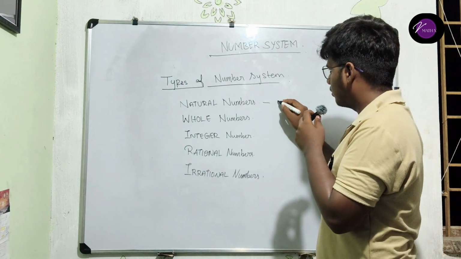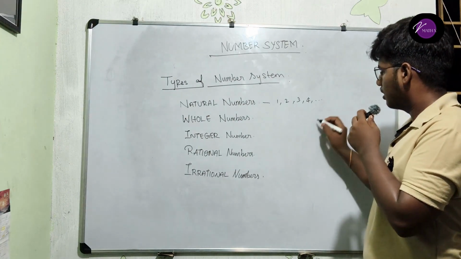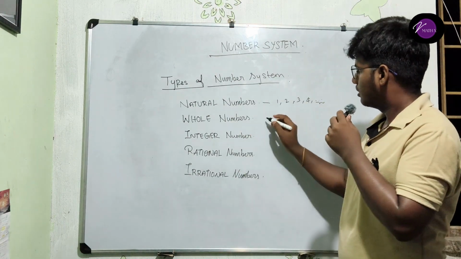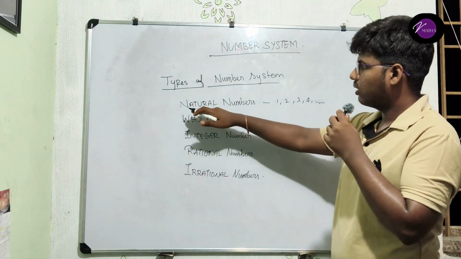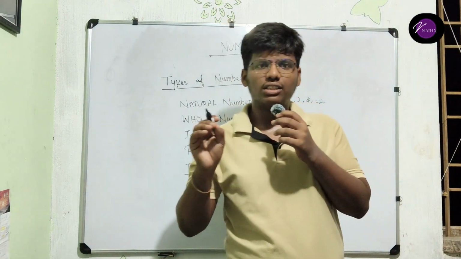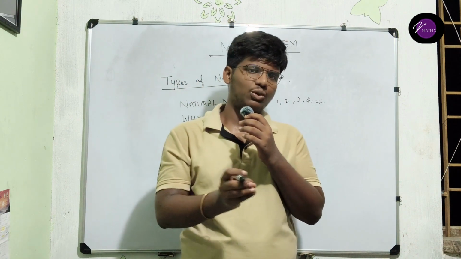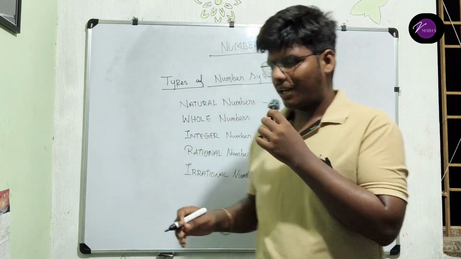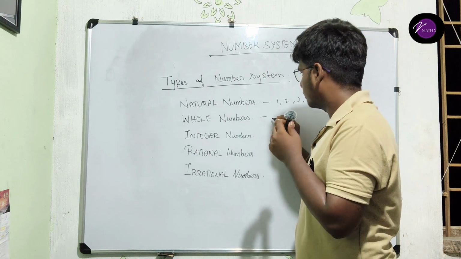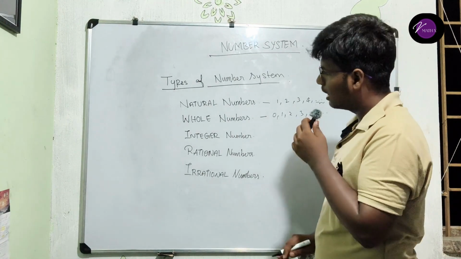Natural numbers start with 1, 2, 3, 4 and so on. This symbol denotes etc. And in general, why do we call them natural numbers? Because in the beginning, I told you we used counting for animals like 1, 2, 3. So we do not include 0. Including all the natural numbers plus 0 is called whole numbers. So 0, 1, 2, 3, 4, dot dot dot.